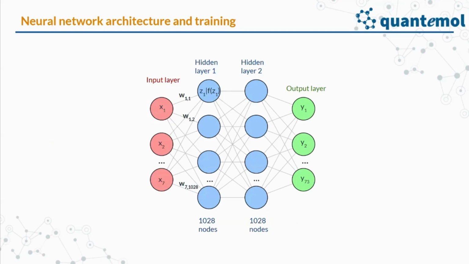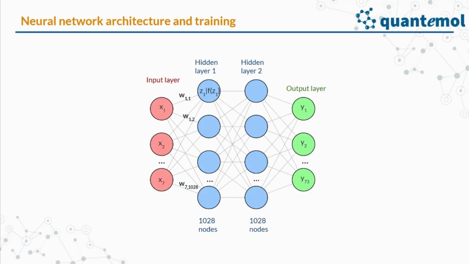The hidden layers were fully connected, and each of them had 1028 nodes. This size was enough to allow the model to predict and to capture all the nonlinear relationships in the data. And the output layer had 73 nodes, each for every species density.